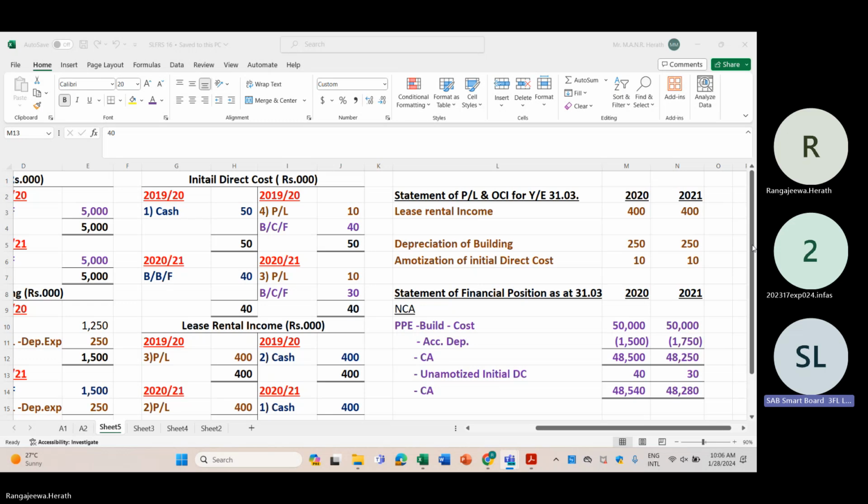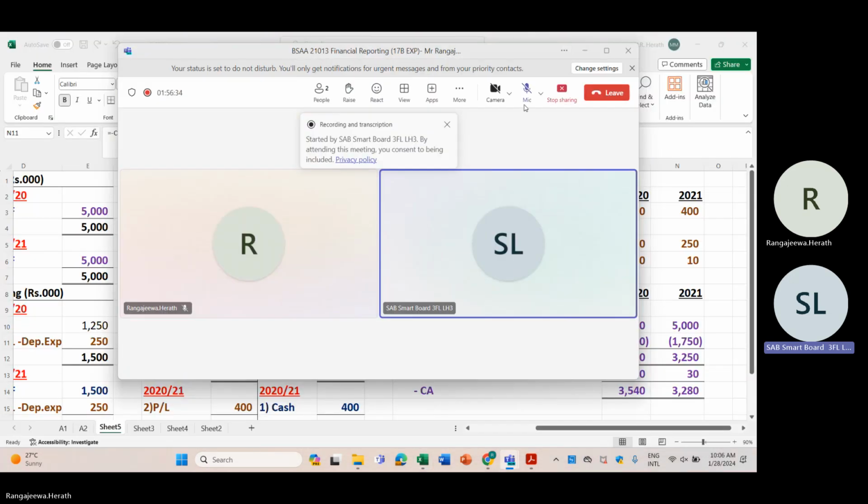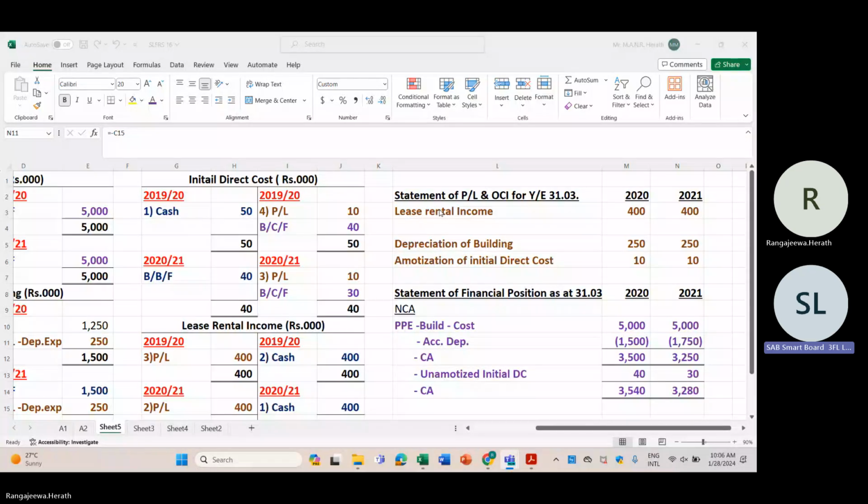What do you think of the building 50,000? It's fine, right? 1,000. So, this is not taking any modification. So 5,000 building, accumulated depreciation 1,500, carrying amount 3,000.